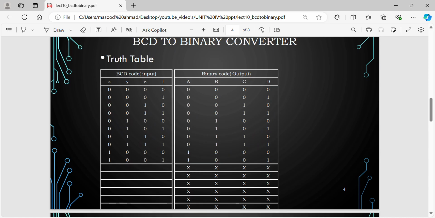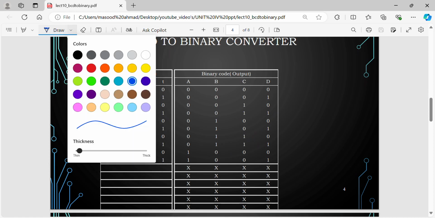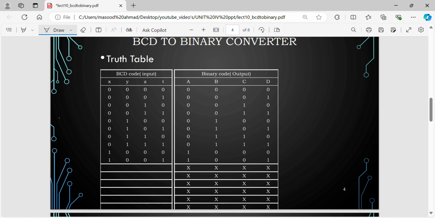Input is BCD. Output is, what is your output? Output is binary output. Now look at the input part. Input BCD code varies from... in BCD what is allowed? 0, 1, 2, 3, 4, 5, 6, 7, 8, 9. So here it is 0 to 9. This is 0 and this is 9.